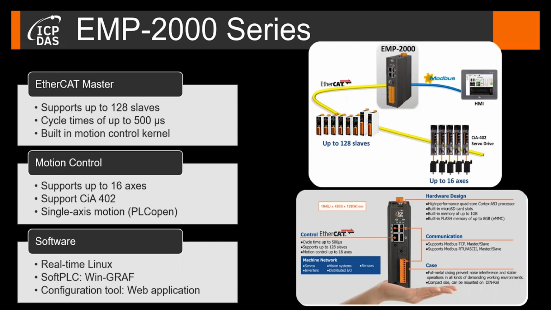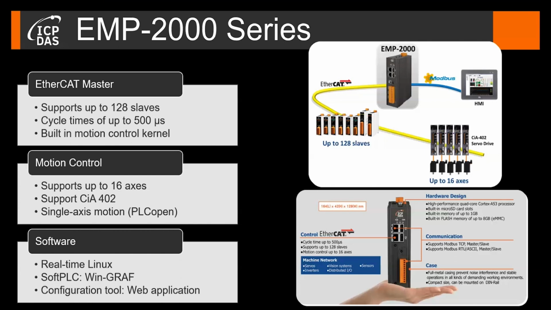The EMP 2000 is ICP DAS's entry-level motion controller, which controls up to 128 slaves and 16 axes. The integrated motion functions are limited mainly to single-axis control. It supports servo and stepper drives with the CiA 402 profiles, and programming has to be done via ICP DAS's PLC workbench called Win-GRAF. The EMP 2000 is an ideal solution for small and medium-sized automation applications in areas that are limited by space, and for applications which just require simple point-to-point axis movement.